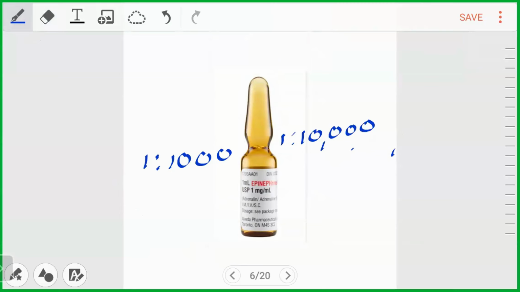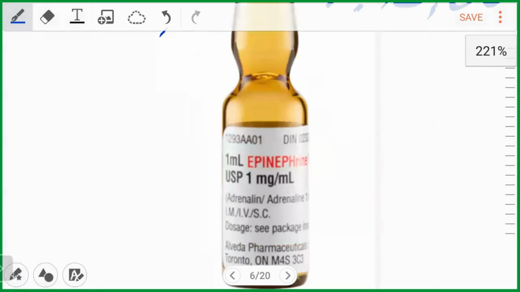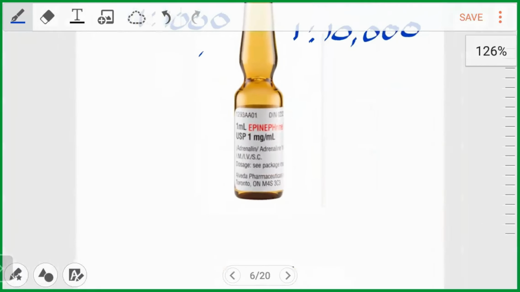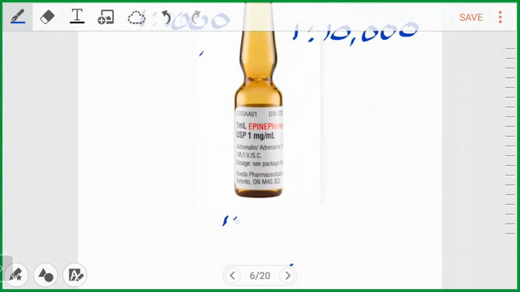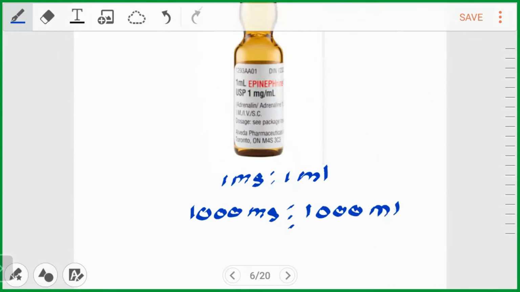What is the correct one? 1 in 1,000 or 1 in 10,000? 1 in 1,000. So what does 1 in 1,000 mean? See this preparation: 1 milligram per 1 ml, right? If I multiply by 1,000, I can write 1,000 milligram per 1,000 ml. 1,000 milligram is what? 1 gram. So 1 gram per 1,000 ml.